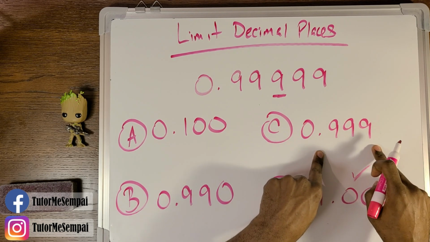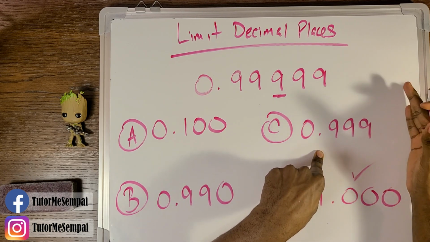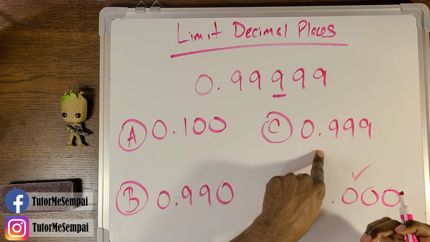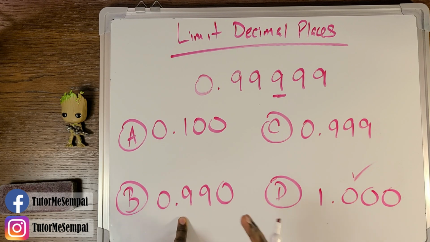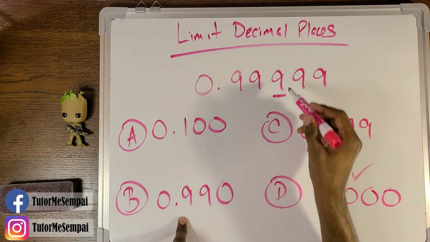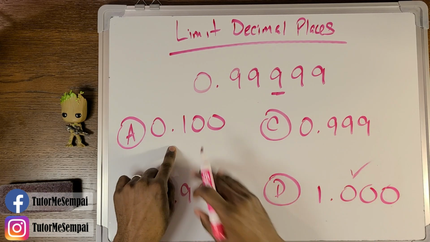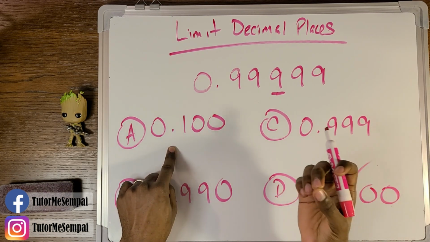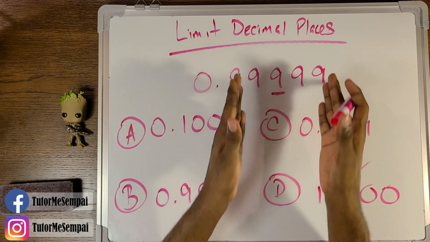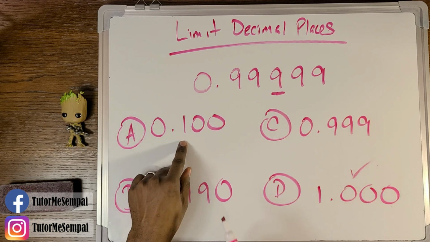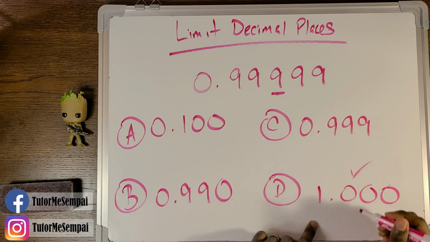If you chose C, you were just removing the rest of your number, which is not correct. If you chose B, you might have gotten confused and tried to make that 9 into a 0. That's not correct. And if you chose A, be careful. Your rounding resulted in something much less than our original number. So make sure you're checking your work. D is going to be our correct answer.